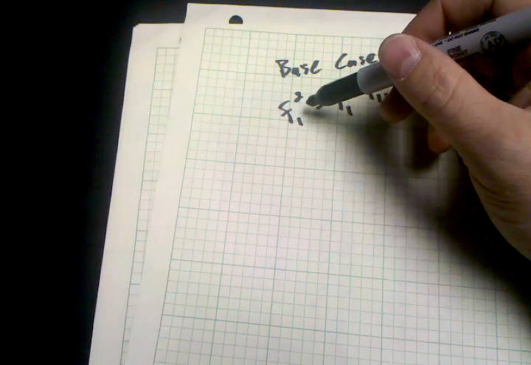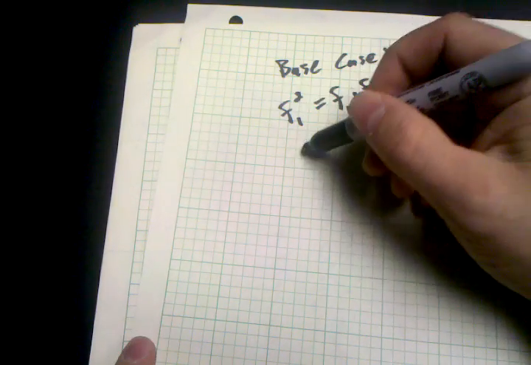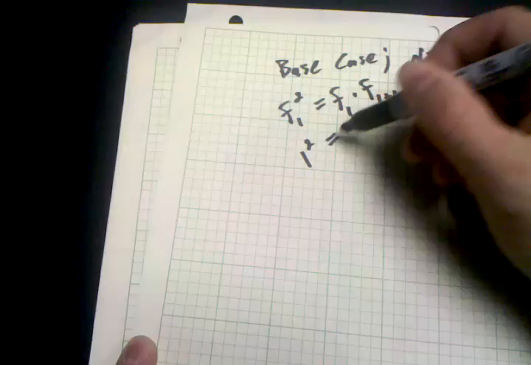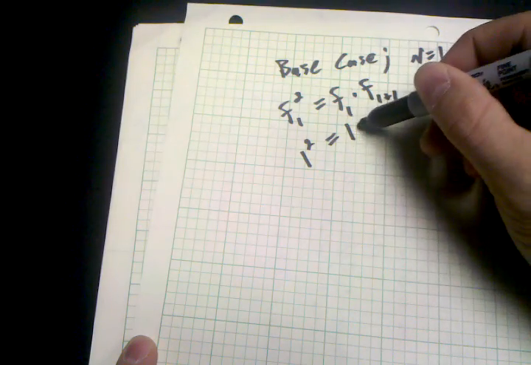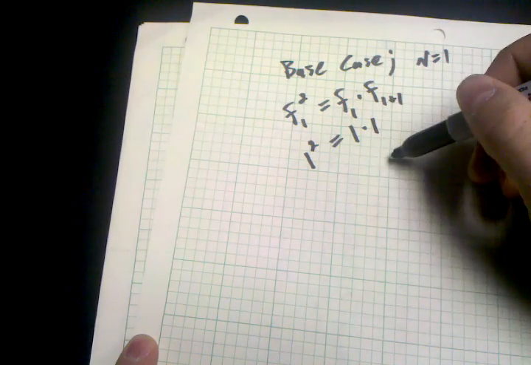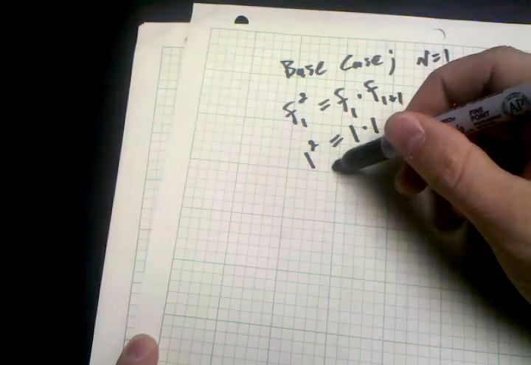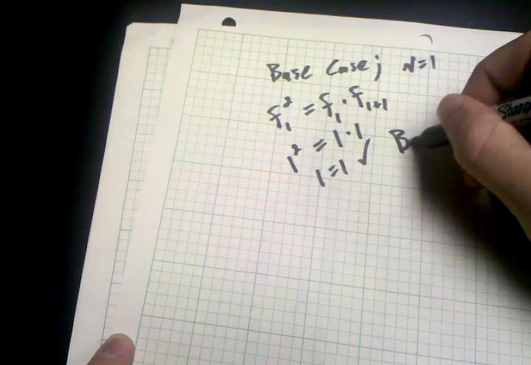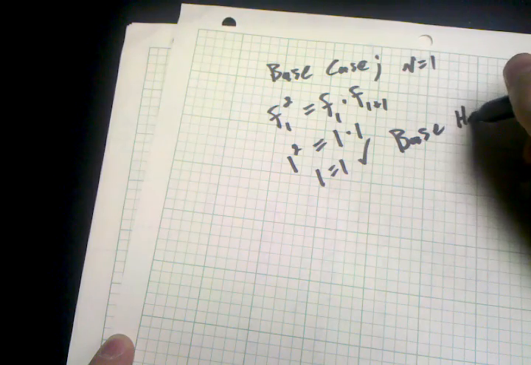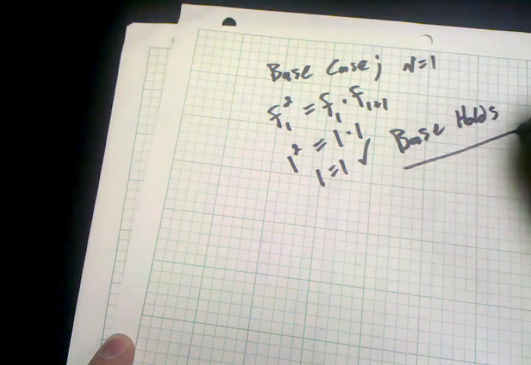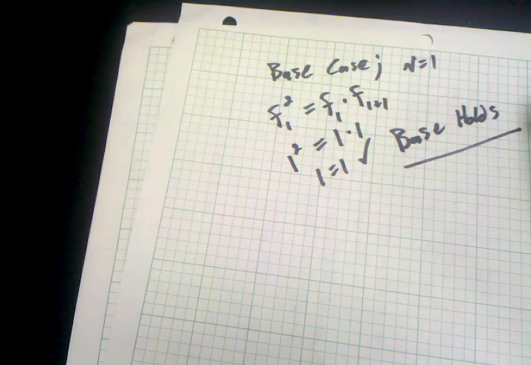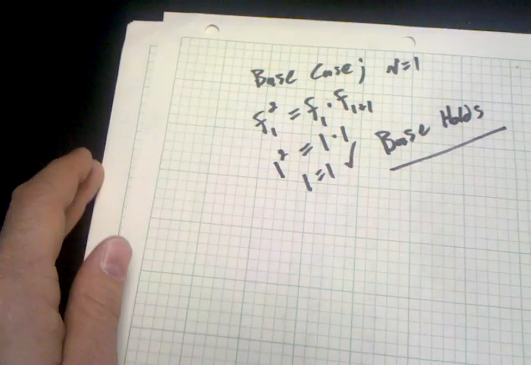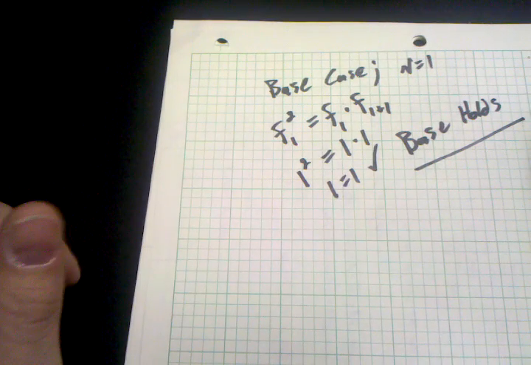So we know from earlier that the first Fibonacci number is 1, so that's 1 squared. The first Fibonacci number is 1, and the second number is also 1. So that's 1 equals 1, so true. Now we can state that the base case holds. Fact.